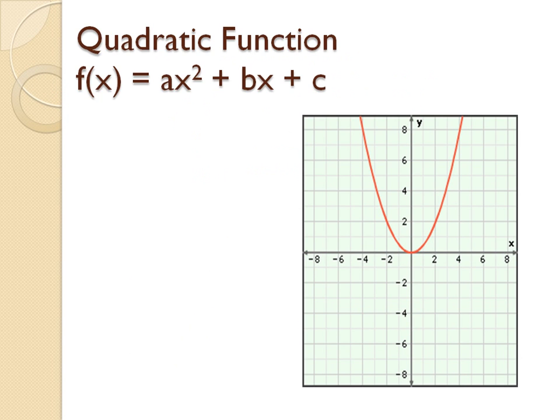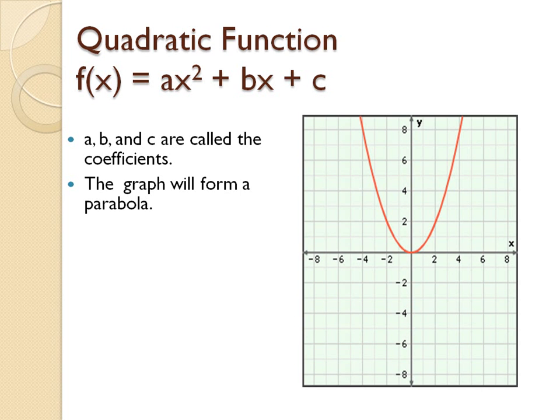Now a quadratic function is f of x equals ax squared plus bx plus c. This is considered to be the general form of a quadratic function. Sometimes people call this the standard form, and then they call the form that I call the standard form the vertex form. So that's why I'm going to call this form that you see right here the general form. In this general form, a, b, and c are called the coefficients.